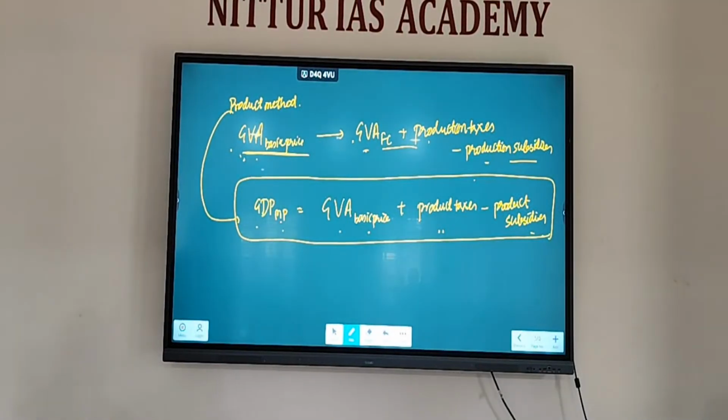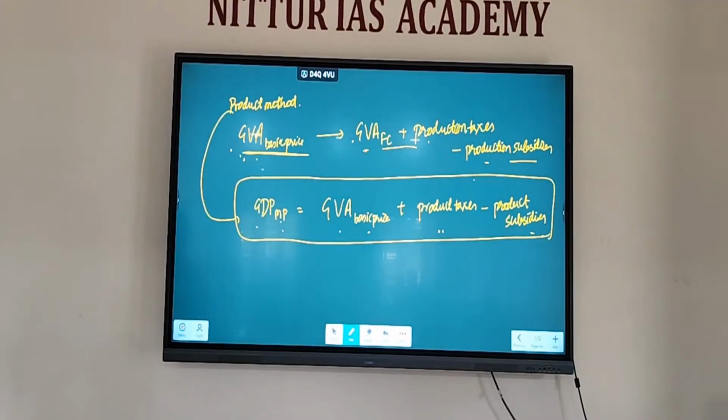Fine. Any doubt regarding this particular thing? So clear the term. Now we have already discussed what production taxes are. Production taxes are those we pay at the time of production. Whether we are buying land, we have to pay certain taxes, or whether we are using a profession, we pay taxes. That is the production taxes. What are production subsidies? Subsidies that are received by corporates, MSMEs, farmers are called production subsidies.